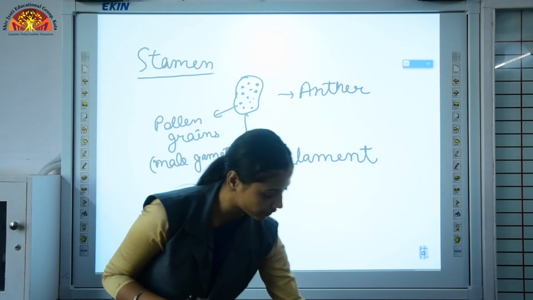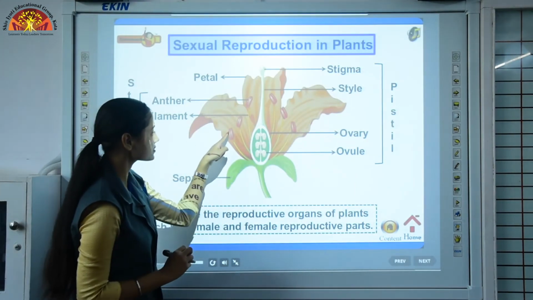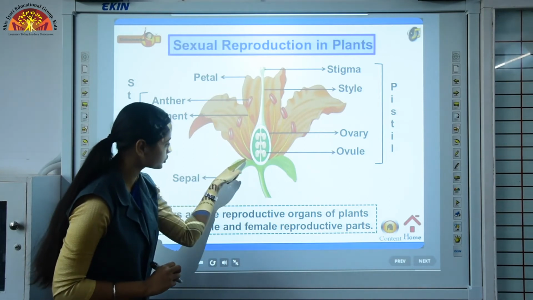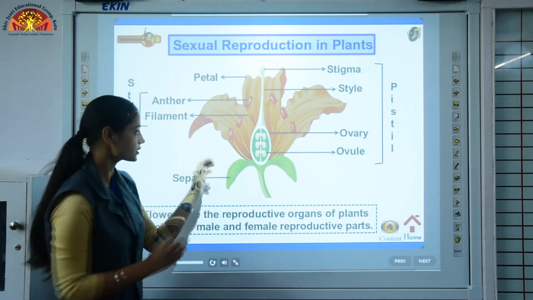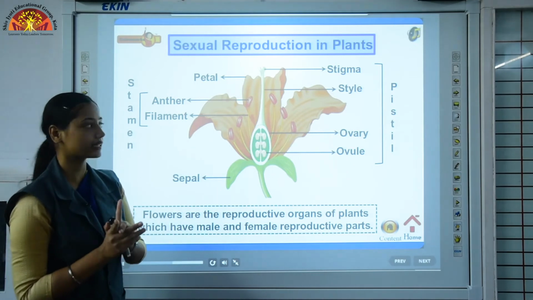Now look here in the figure. Where is stamen? Here you can see this red part is anther, and this long yellow line is filament. And where are pollen grains present? Inside this anther, and pollen grains contain male gamete.